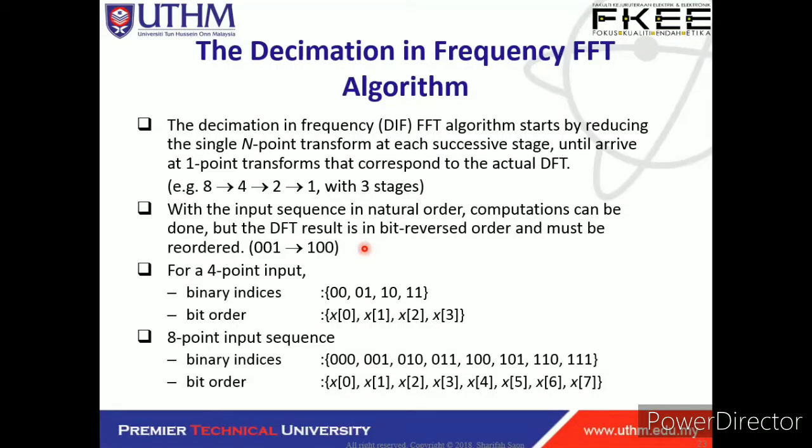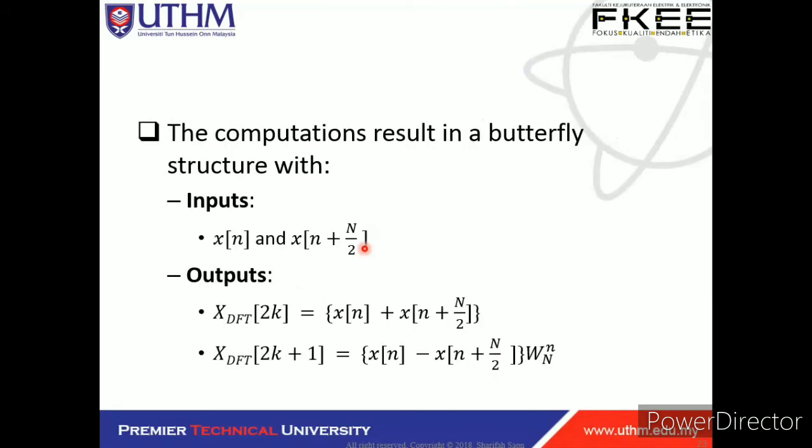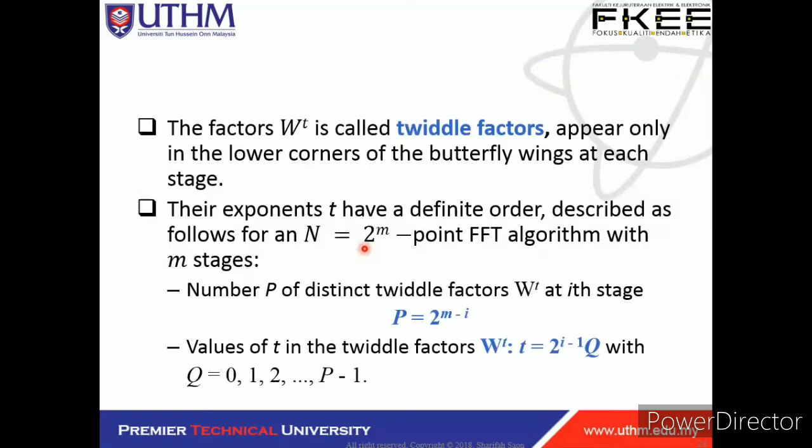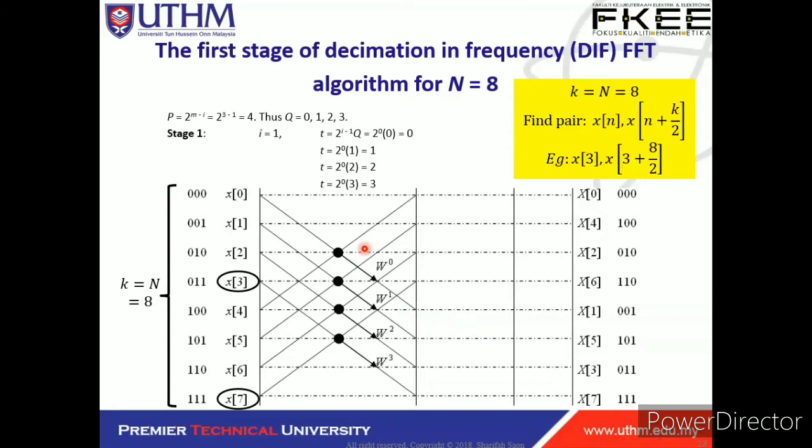So for this slide, we have discussed the decimation in frequency by referring to the example previously. I have explained all the steps and also the difference between the DIF and DIT, and also the twiddle factors. The twiddle factors refer to the weight WT. This is how we can make the pairing of the butterfly, or the X shape.